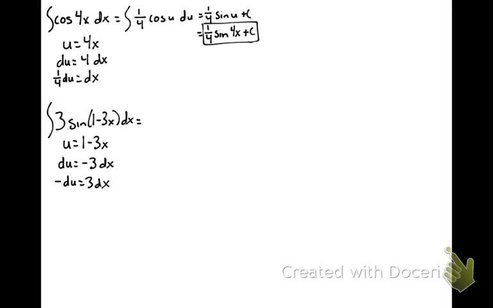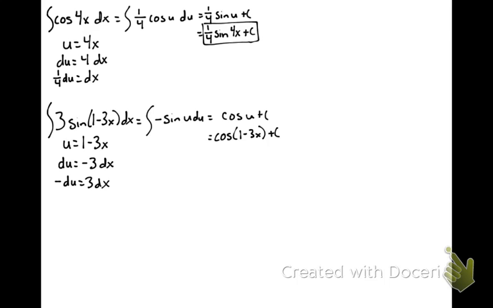So now we can put everything in terms of u, and this will be negative sine u du. The integral of negative sine is cosine, so we've got the cosine of u plus c, but remember we want this in terms of x, so we've got the cosine of 1 minus 3x plus c.